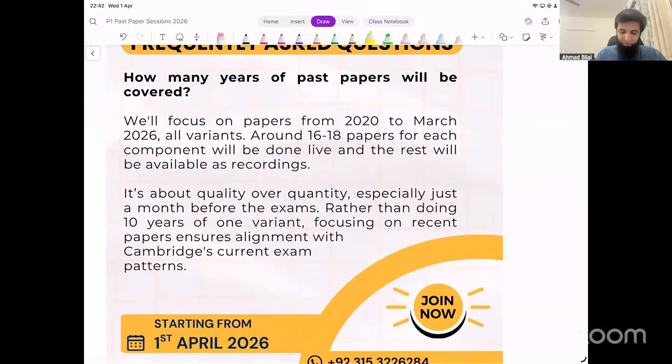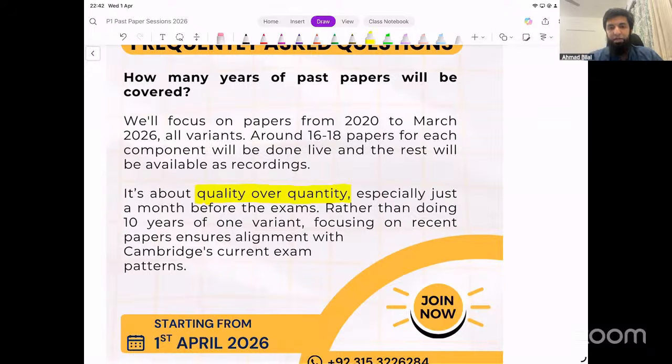This is the most important thing. It's quality over quantity. Don't just count the number of papers that you are attempting at home. Make sure that you are improving your score. So if you're aiming for an A star, that means for a P1, for instance, you need to get to 70 out of 75. If you're aiming for an A, you need to get 65 out of 75 in paper one at least.